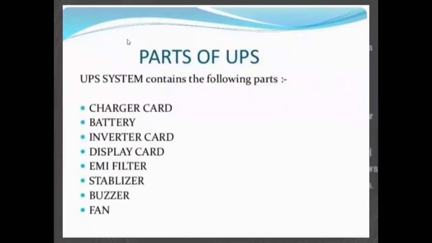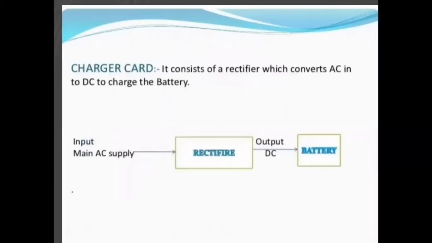Okay, parts of UPS system. Here, the parts of the system are charger card, battery, inverter card, display card, EMI filter, stabilizer, buzzer, and the last one is fan.